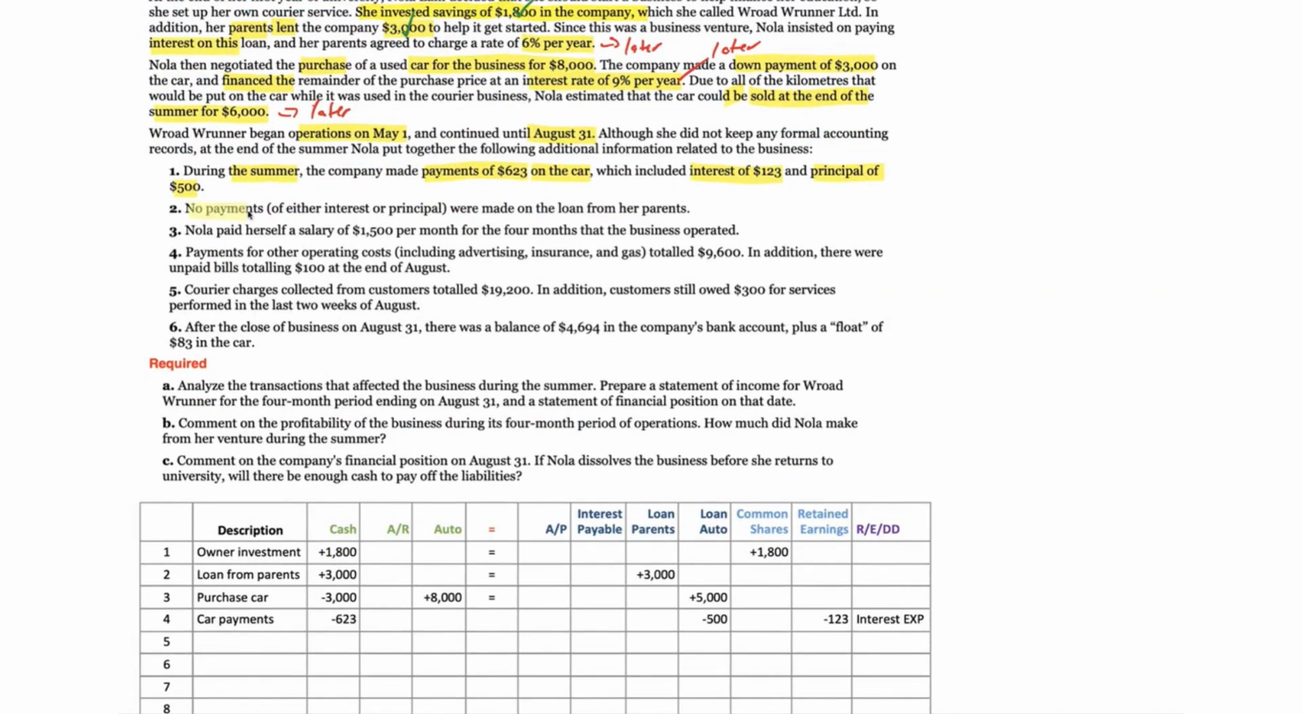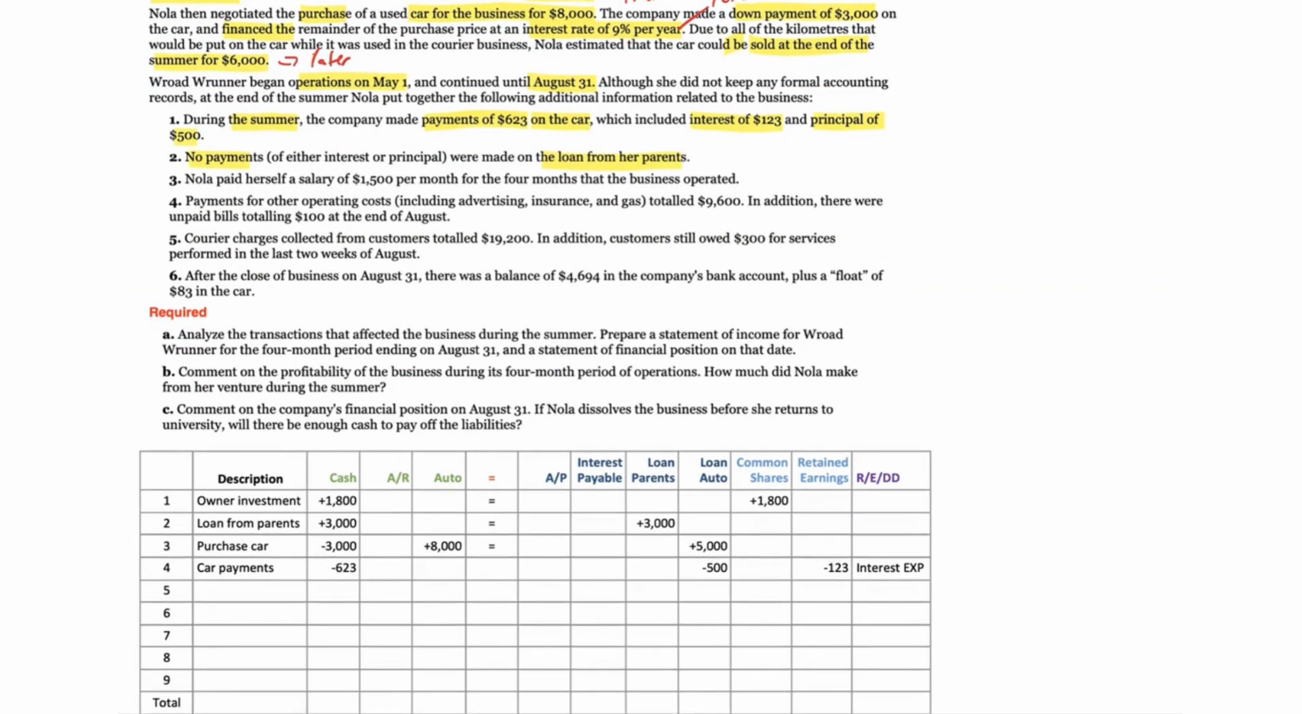It says there were no payments made on the loan from her parents. But this doesn't mean that we don't do anything. If you take out a loan, you start to accrue interest. The interest clock starts ticking as soon as you take the loan. This is an example of accrual accounting.